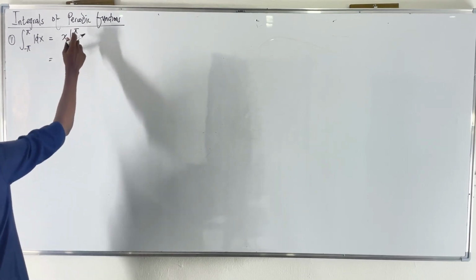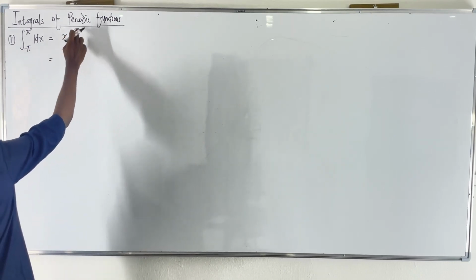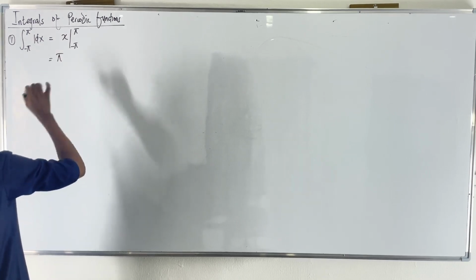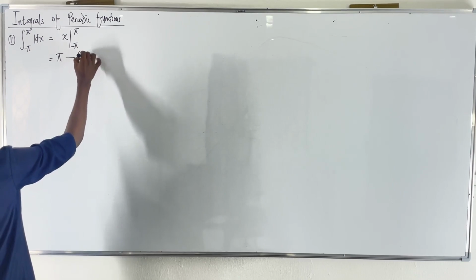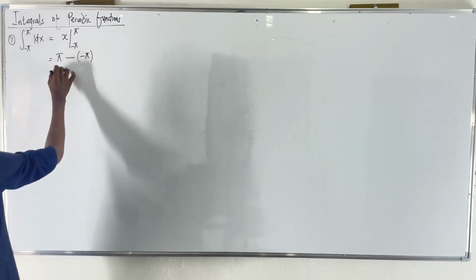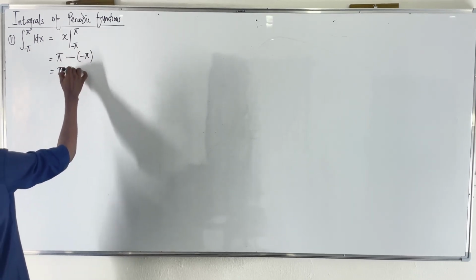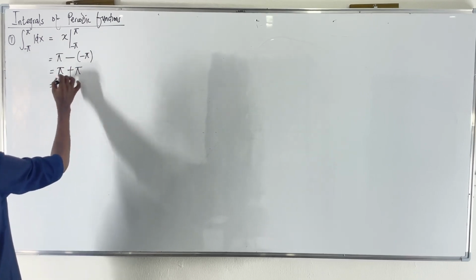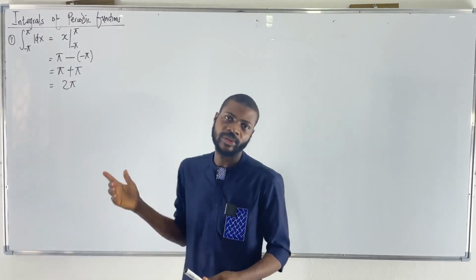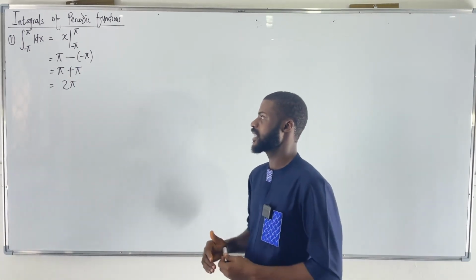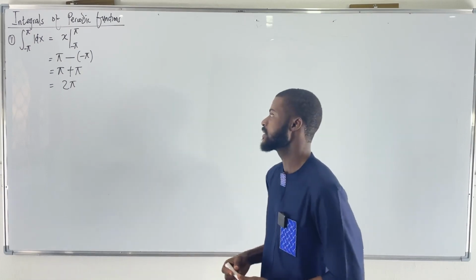So let's put in our limits. Anywhere I see x is going to be pi, and that's the upper limit. Then minus, for the lower limit, x will be minus pi, so put in a bracket for that one. So this will be pi, minus minus is plus, so pi plus pi, that's 2 pi. That's what you get when you integrate a constant.